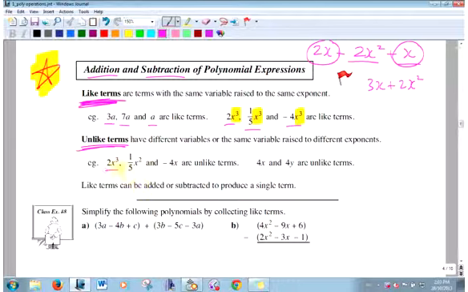Okay? You can't add an x cubed and an x squared and an x to the 5th, x to the 7th. They're all different. Okay? And if I change the variable, well, now they're really different, right?